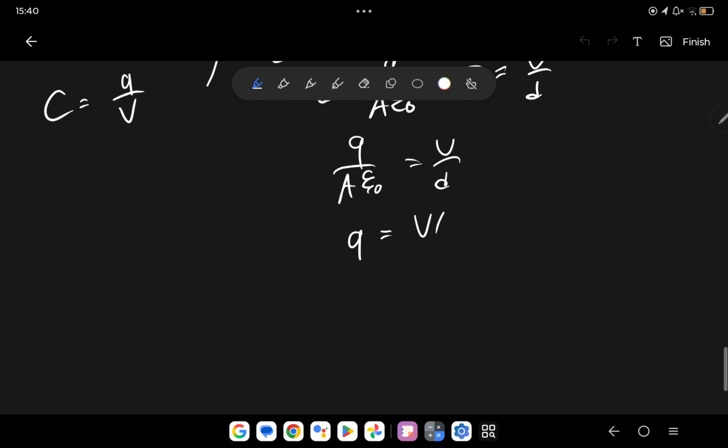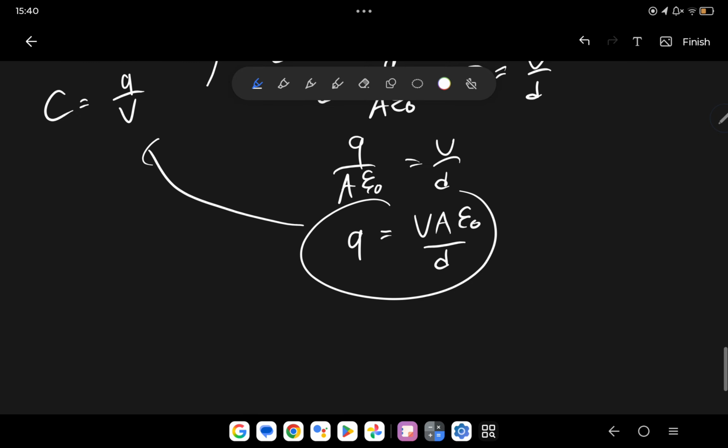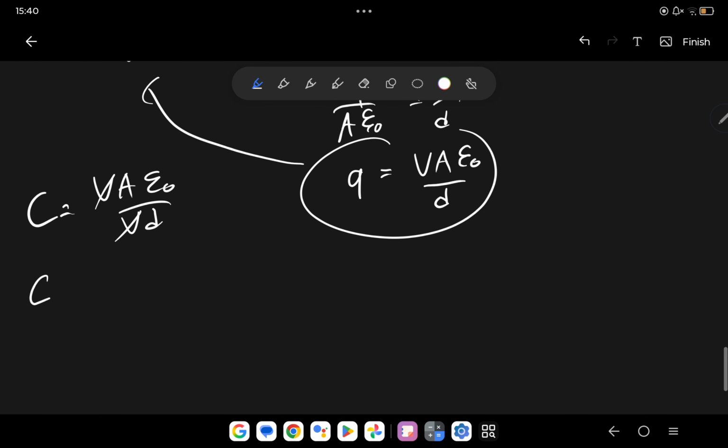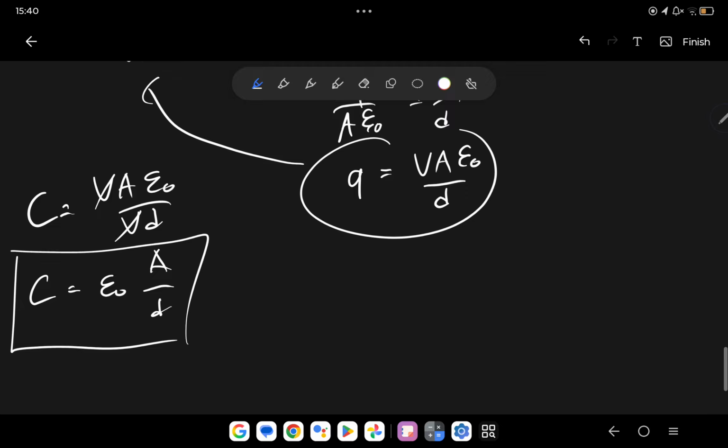We also know that E is equal to V over D. So Q over epsilon null A is equal to V over D. So C is equal to Q over V, which is epsilon null A over D. Yes, that's what we do if we only know the area of the plate and the distance between the plates.